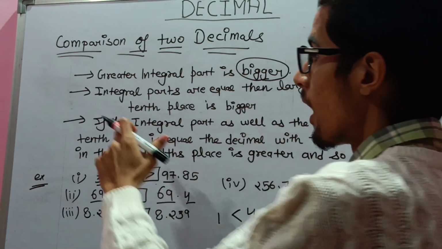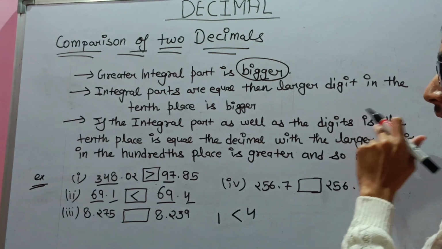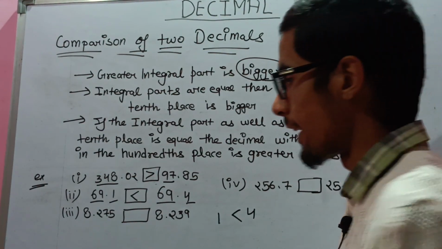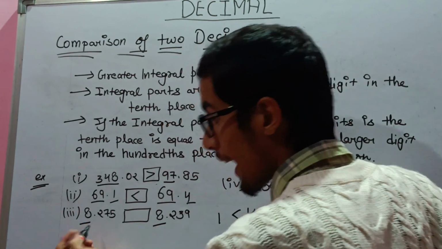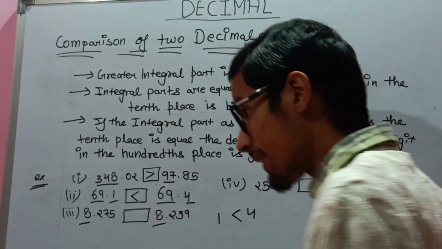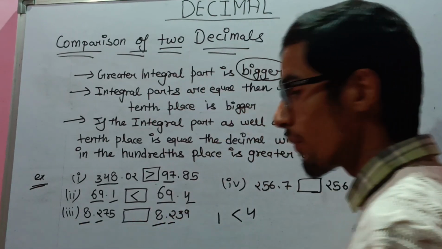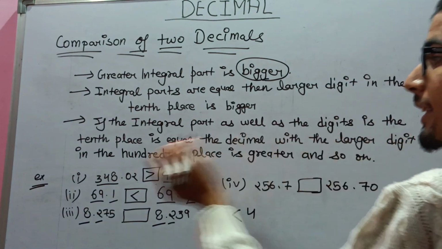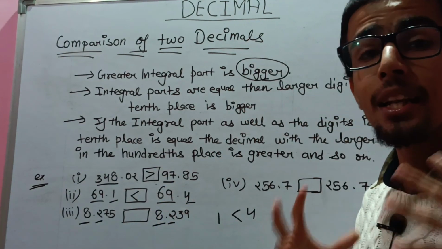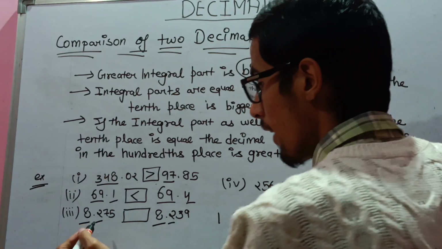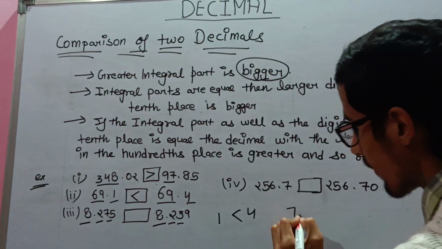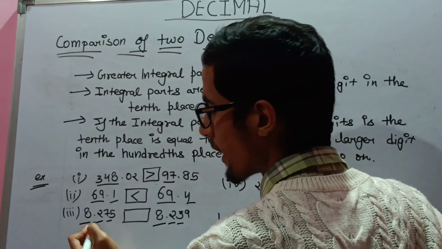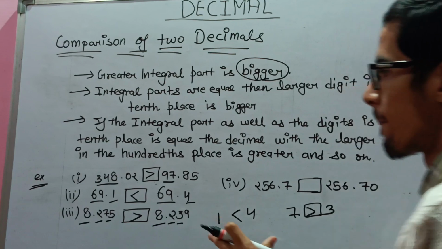The third point is when the integral part as well as the digit in the 10th place are equal. The integral part 8 equals 8 and the 10th place, the first place after the decimal, 2 equals 2. So how can we identify which one is bigger? If the 10th place is equal, the decimal with the larger digit in the 100th place is bigger. That means 7 or 3. Which one is bigger? 7. So we can say that 8.275 is the bigger one.